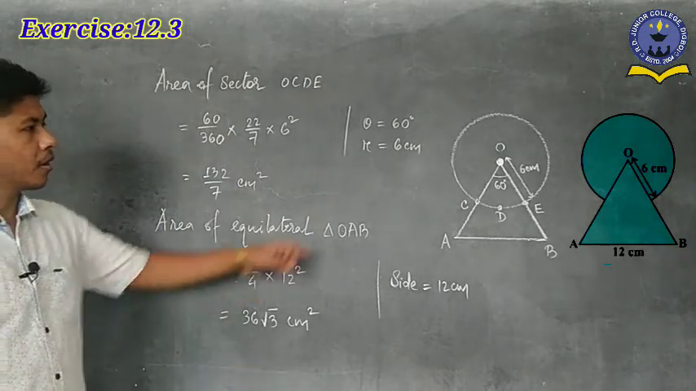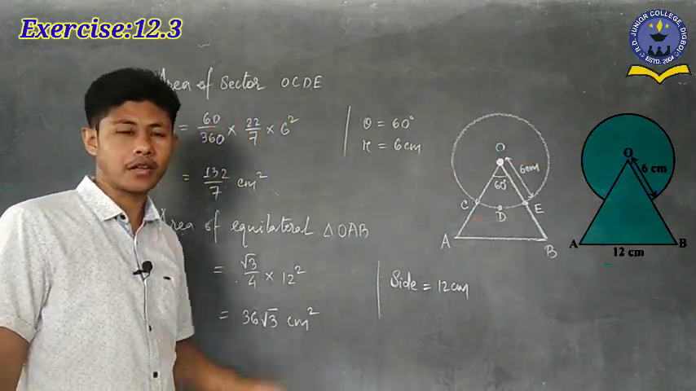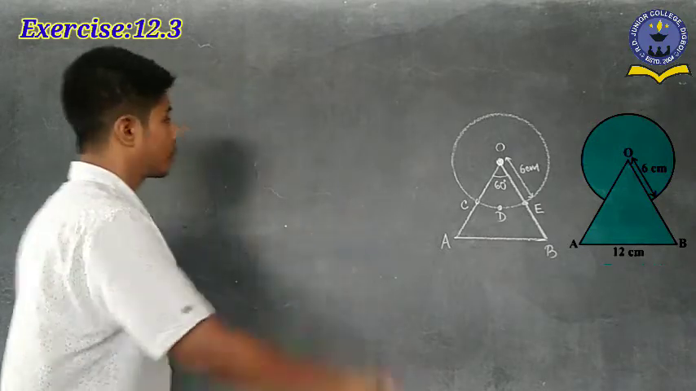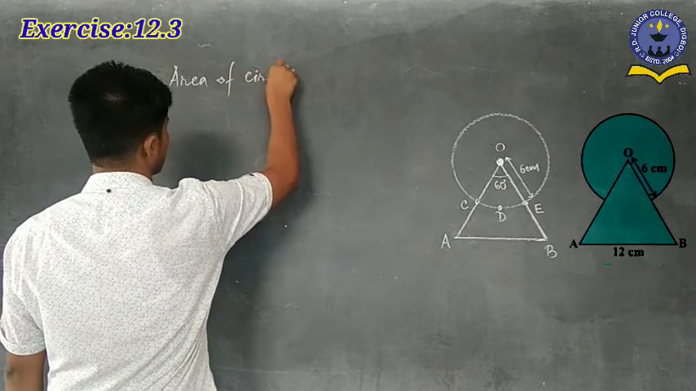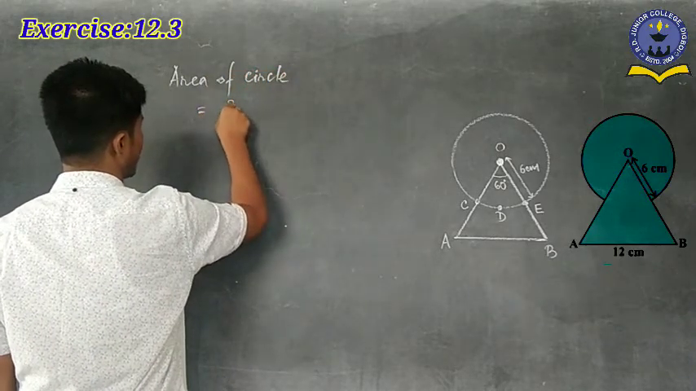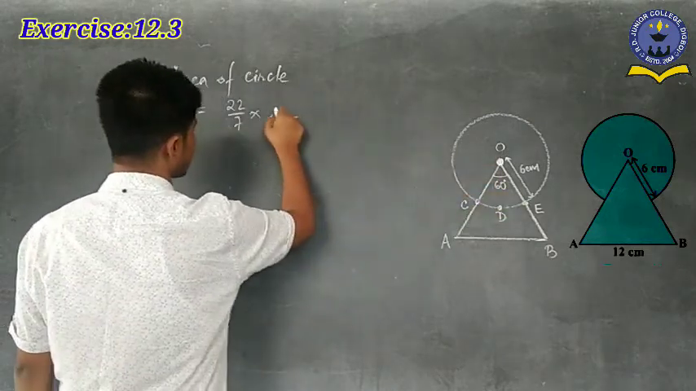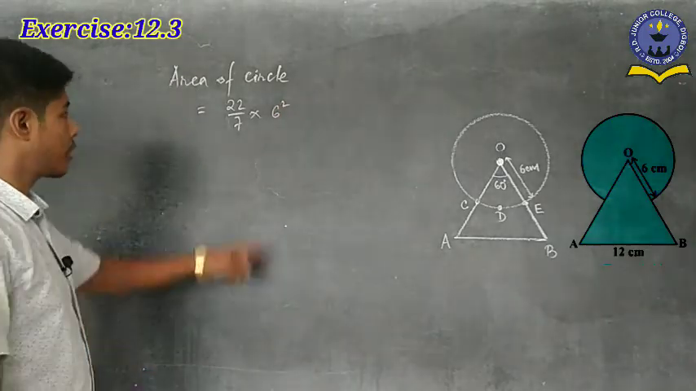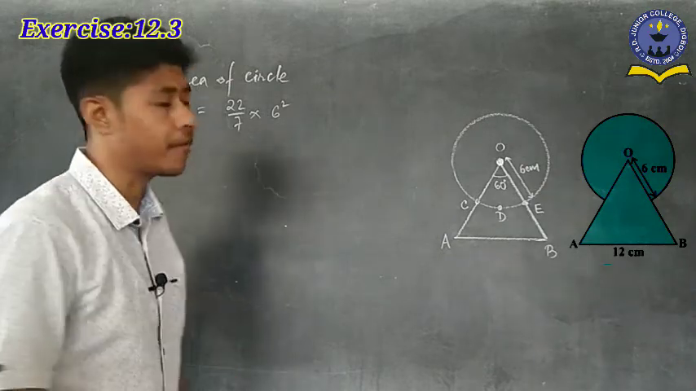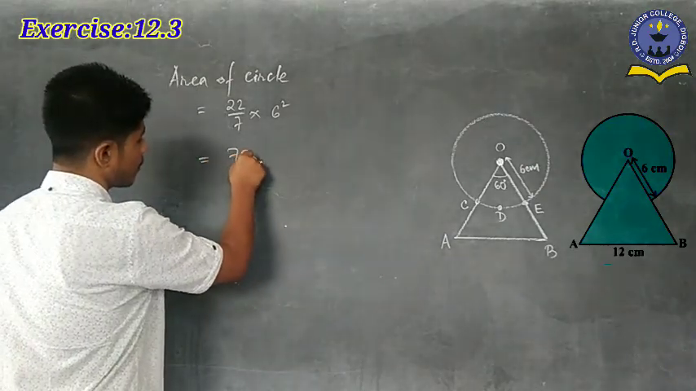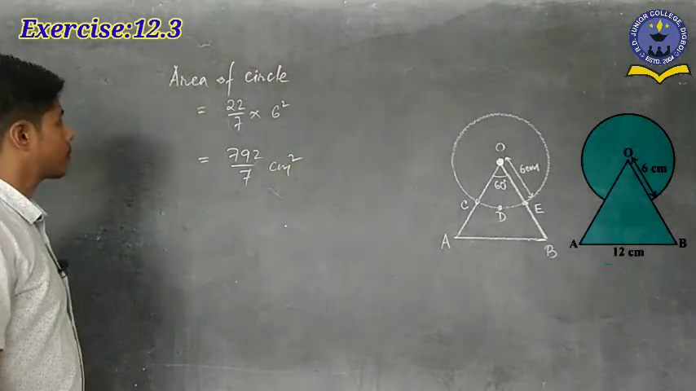Now the next part. Which one remains? Finally we have to find the area of the circle. A very simple formula, pi r square. So area of circle equals pi r square. Pi means 22 by 7 and r we already know. R is 6 centimeters, so we write 6 square. That means 36 into 22, which gives 792. So we write 792 by 7 centimeter square. Is it clear? So this one is the area of the circle.